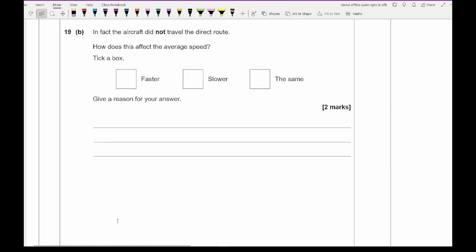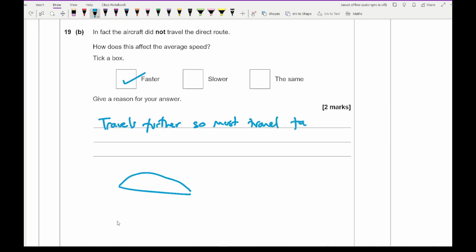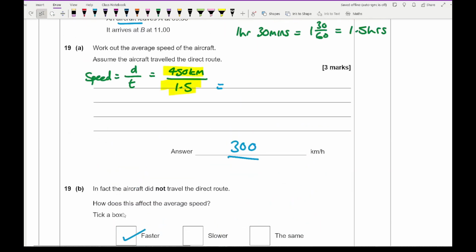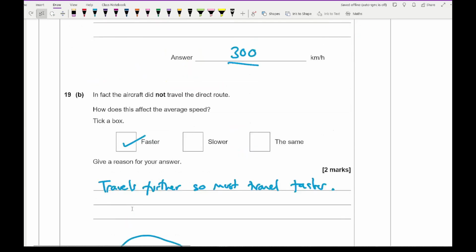It then says, in fact, that the aircraft did not travel the direct route. How does this affect your average speed? Well, if it takes a longer route but gets there at the same time, it means that it's definitely going to travel faster. So you could say it travels further, so must travel faster. Because if you look at the formula, if we're increasing the distance, we're going to get a faster speed. In other words, increasing the numerator means we're going to get a bigger answer.